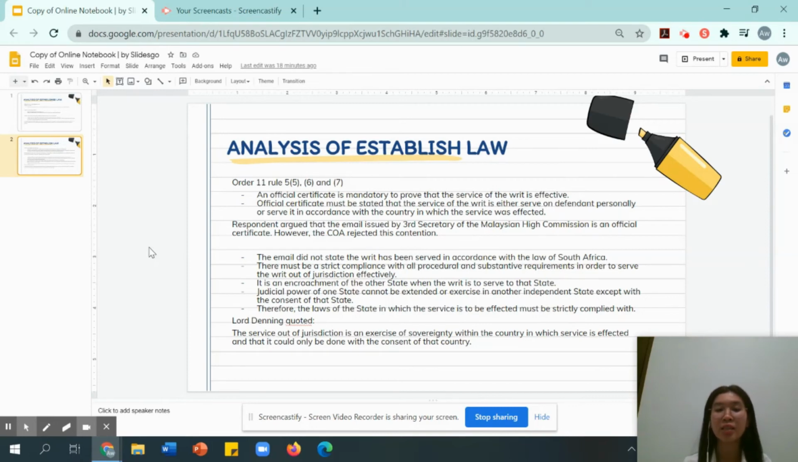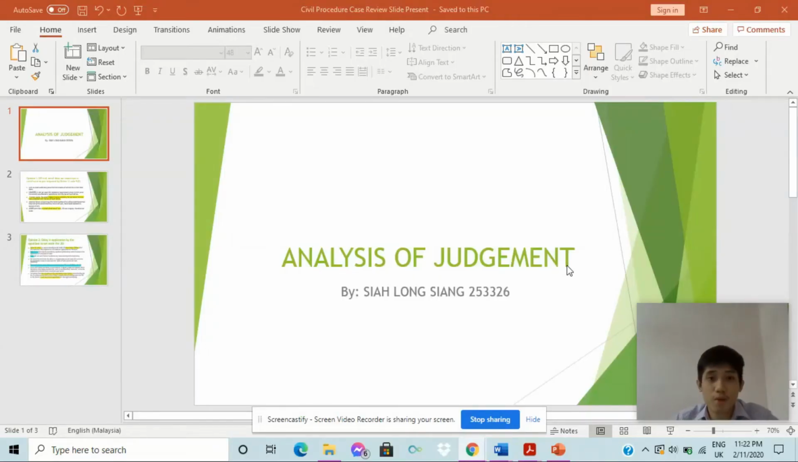So in this case, the respondent failed to produce evidence to show that the writ had been served in accordance with the law of South Africa, so the court held that the service of the writ was irregular and the judgment in default could be set aside. Thank you, Ms. Shikin, for her previous presentation. Now we are going to analyze the judgment given by the courts.